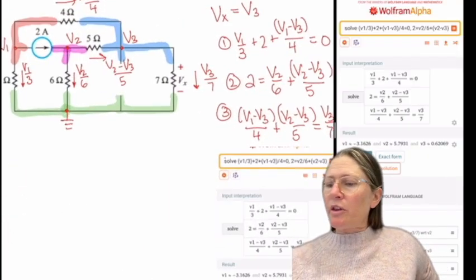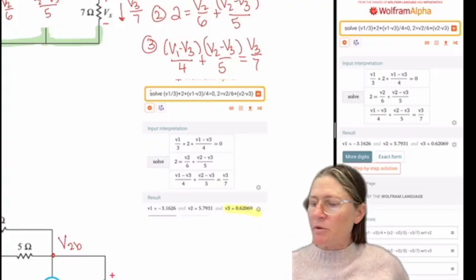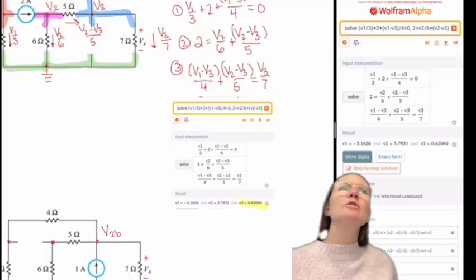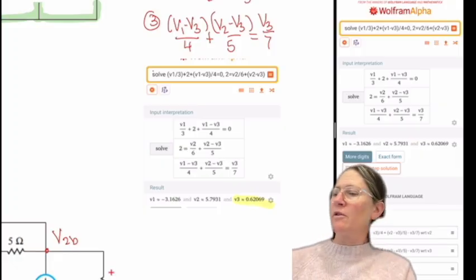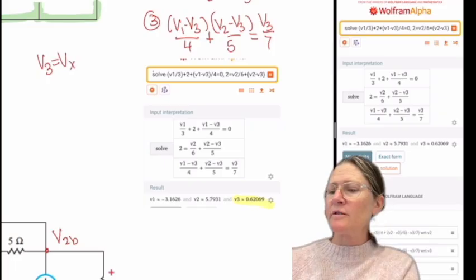So with the 2 amps on and the other one off, you should find that V3, which is Vx, is 0.62. So V3, which equals Vx, equals 0.62.